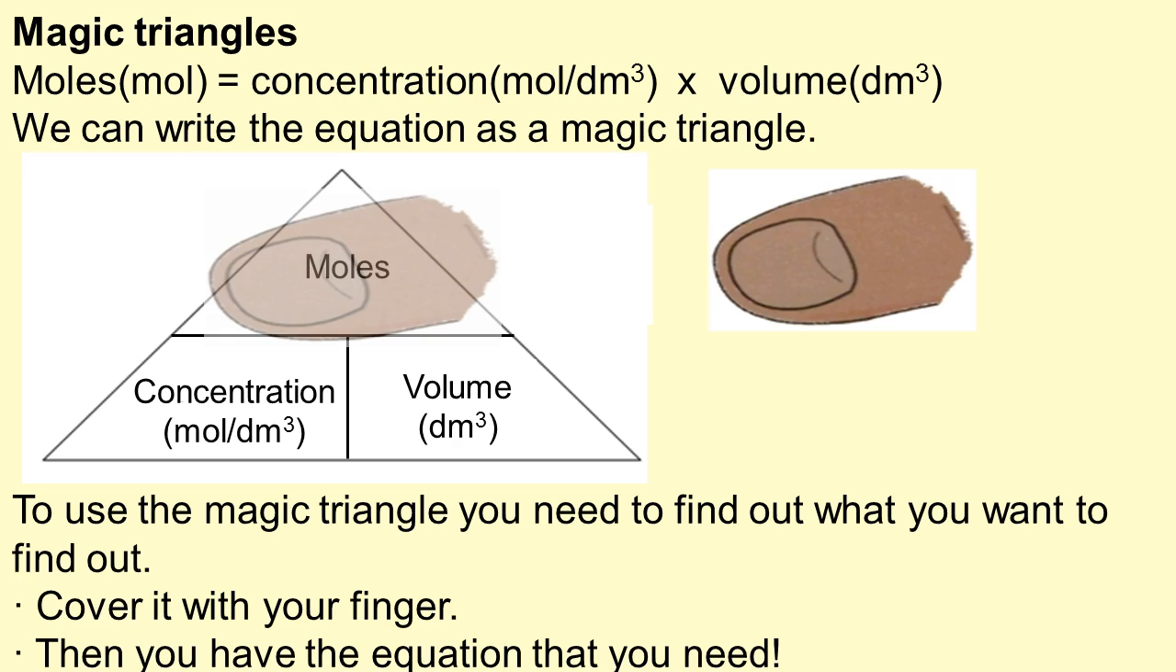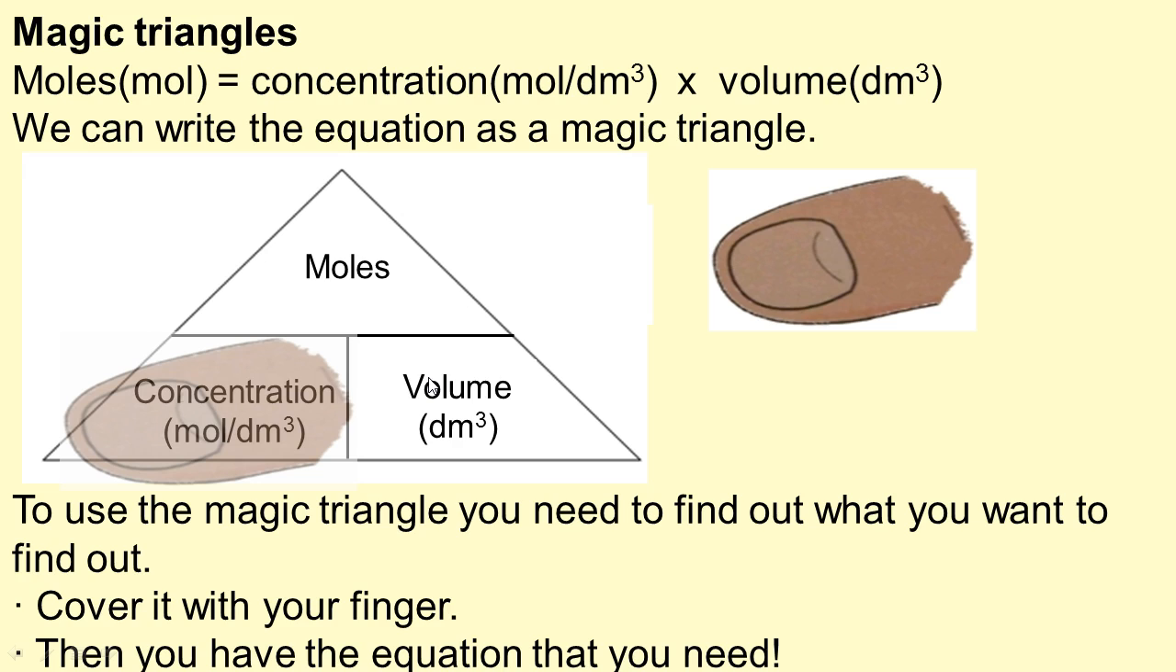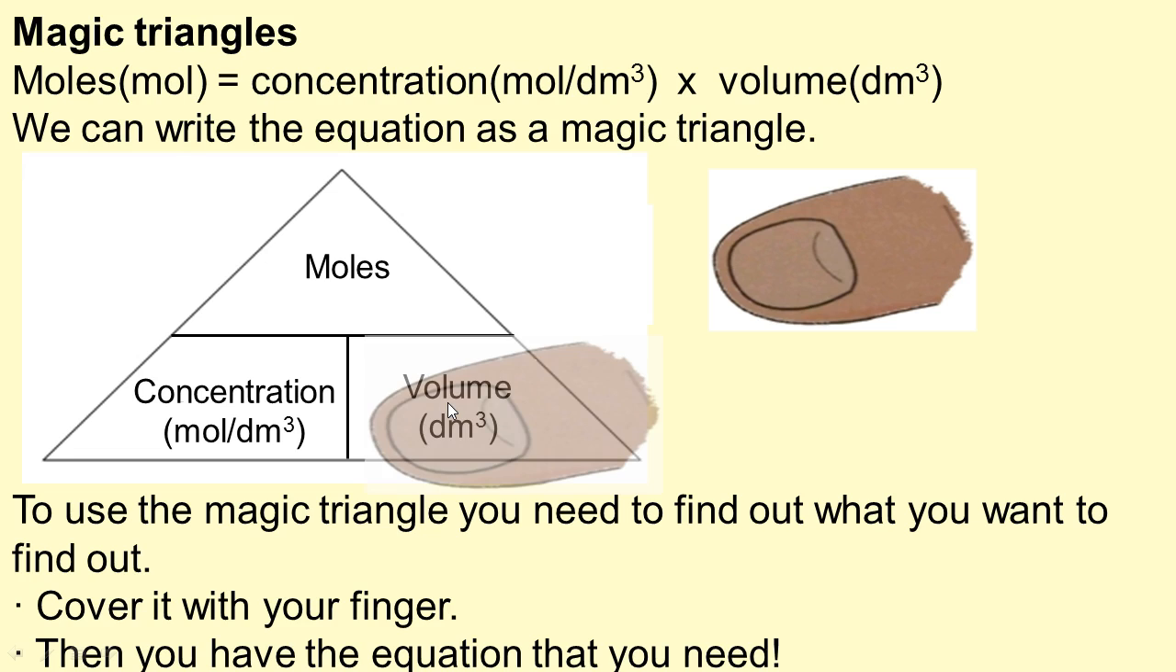For example, if you wanted to work out how many moles were present in something, you would do concentration times volume. If you want to find out concentration, concentration is equal to moles divided by volume. And finally, if you wanted to find out volume, it would be moles divided by concentration.